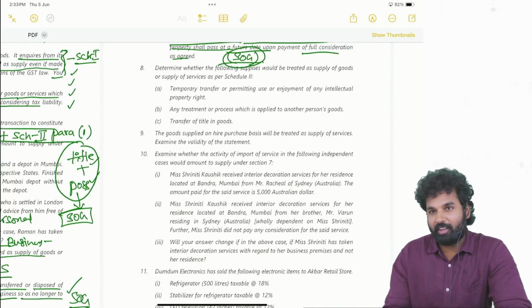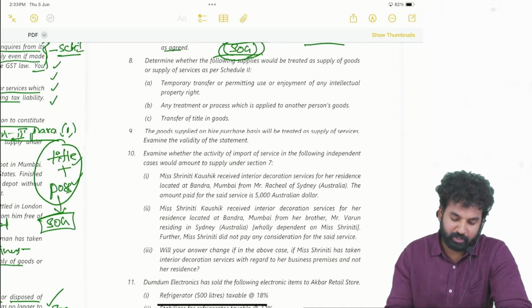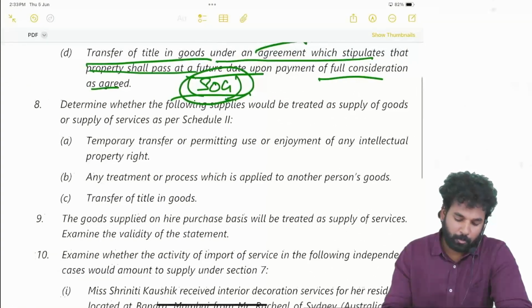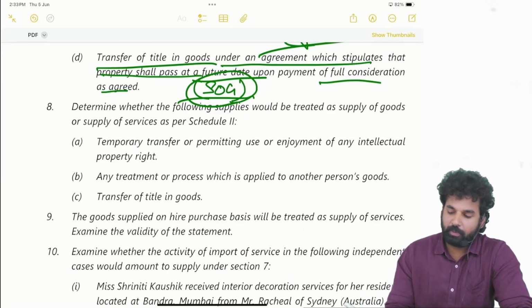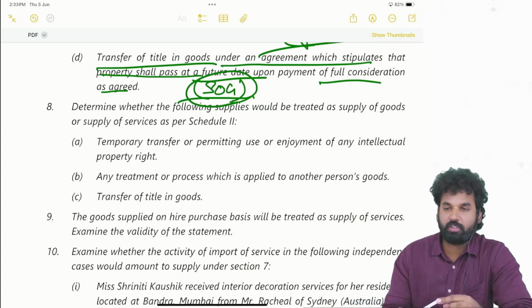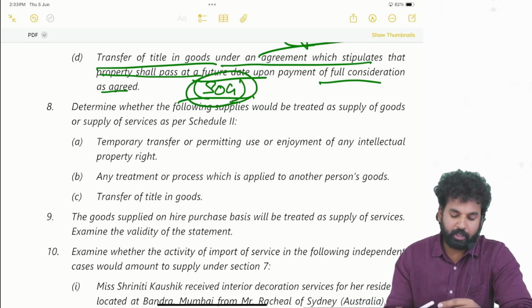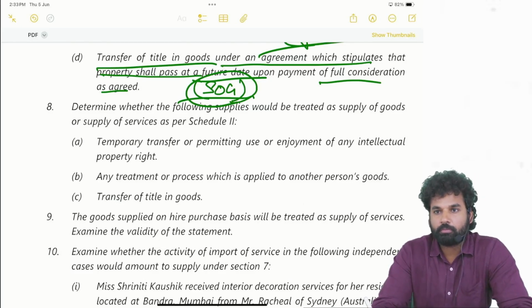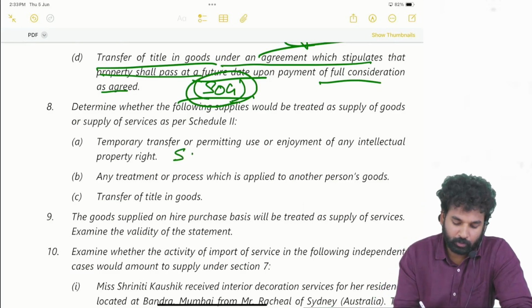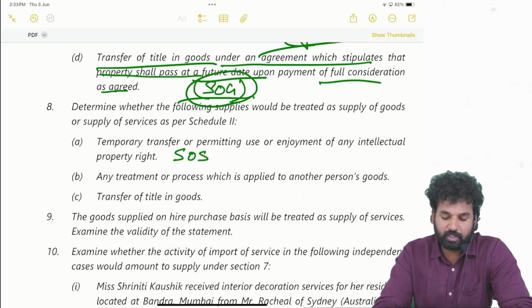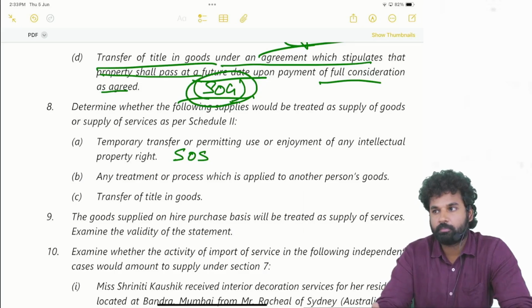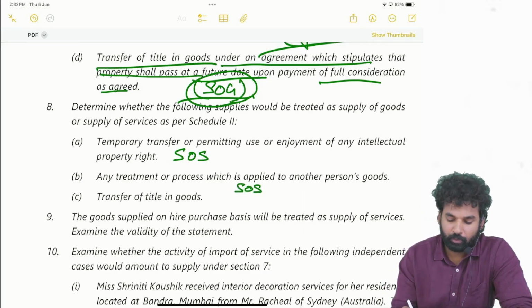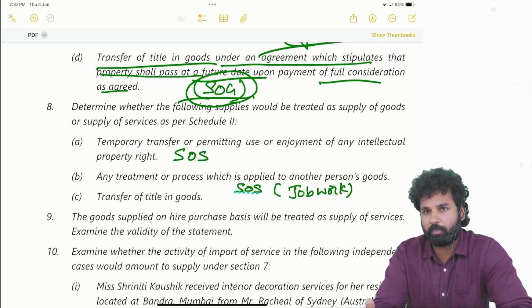Right. Done with 7 questions, right? Now question number 8 we'll see. Determine whether the following supplies would be treated as supply of goods or supply of services as per schedule 2. Temporary transfer or permitting use or enjoyment of an intellectual property right, IPR, that is copyrights, trademarks. Supply of service. Any treatment or process which is applied to another person's goods. Supply of service. This is job work. Correct? Job work only. On another person's goods we are applying some process.